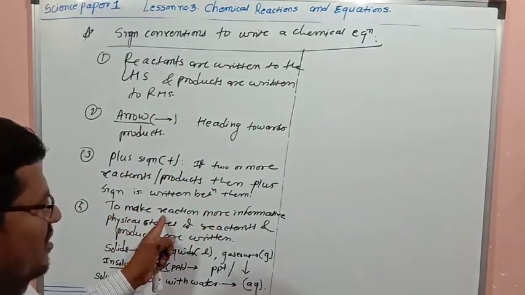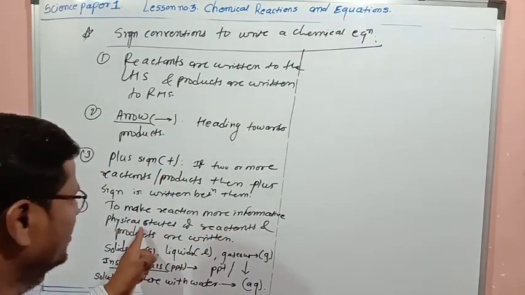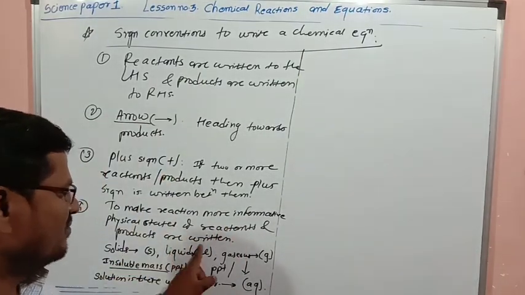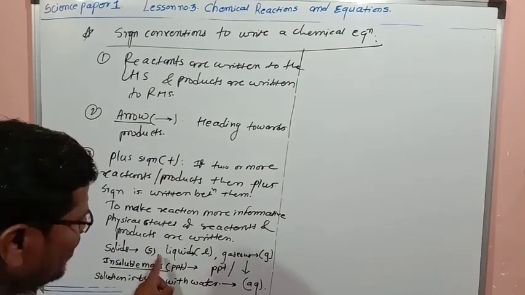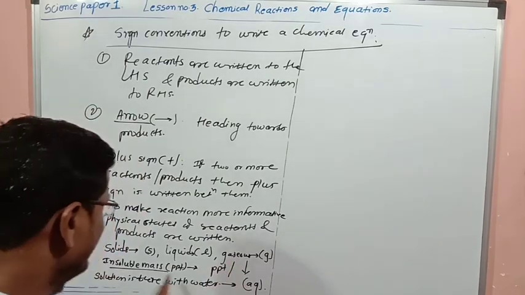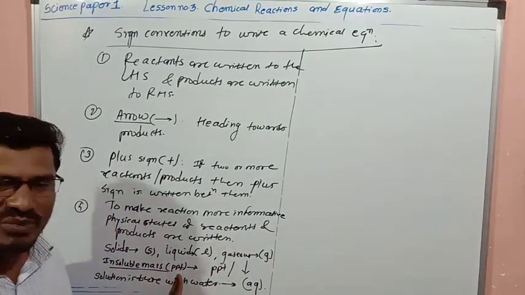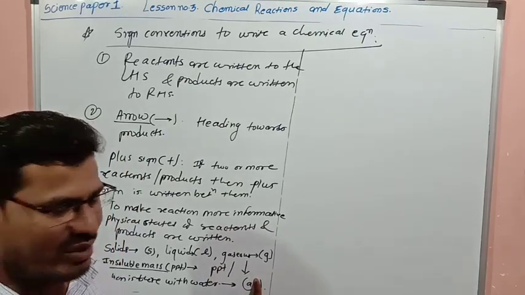The fourth point is important: to make the reaction more informative, you have to write the state of the reactants and products. If solid is there, then write (s) in brackets. If liquid is there, write (l). If gas is there, write (g). If an insoluble mass, a precipitate, is there, then you write ppt below it or a downward arrow.